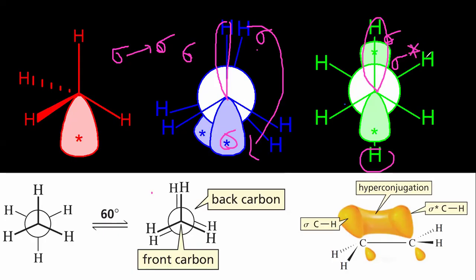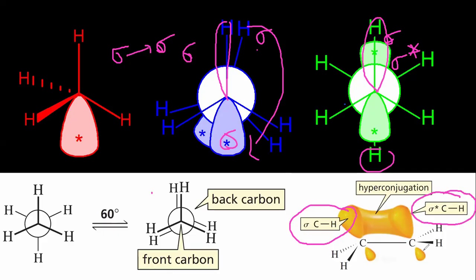So what happens is that when a sigma molecular orbital overlaps with a sigma star antibonding orbital, the sigma molecular orbital uses up the empty space in the sigma star antibonding orbital, thus reducing the energy of the molecule. This is what you see in the last diagram. You can see that the sigma C-H is overlapping with the C-H sigma star.